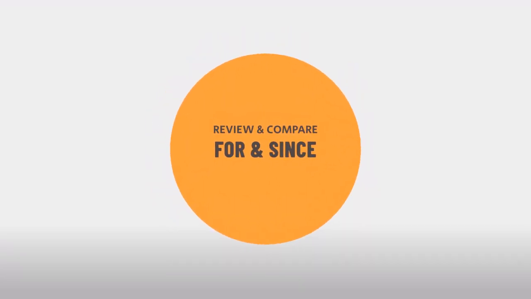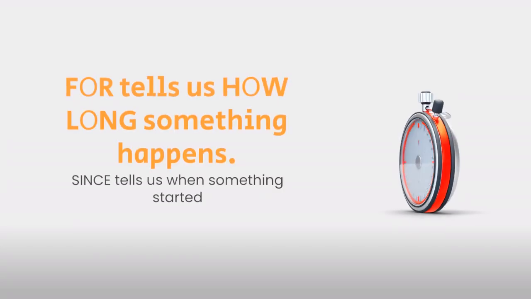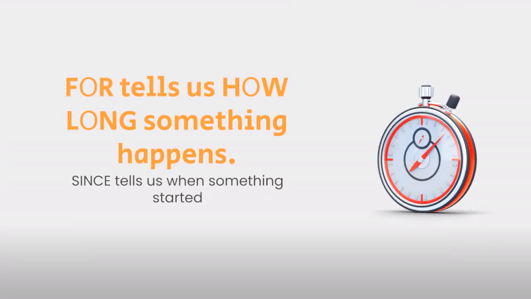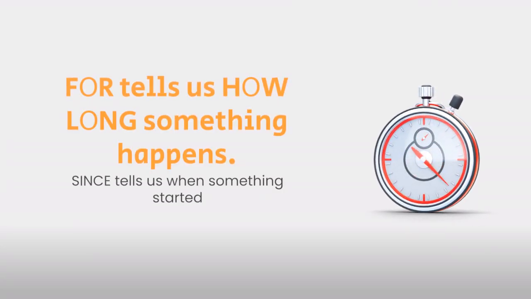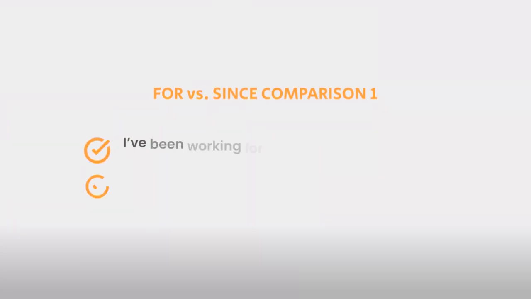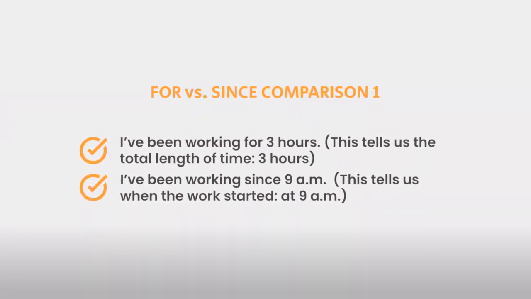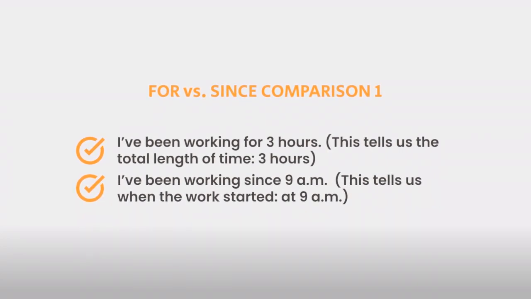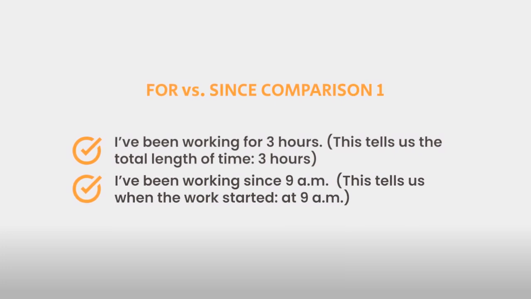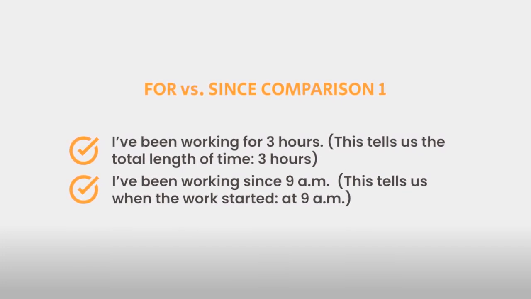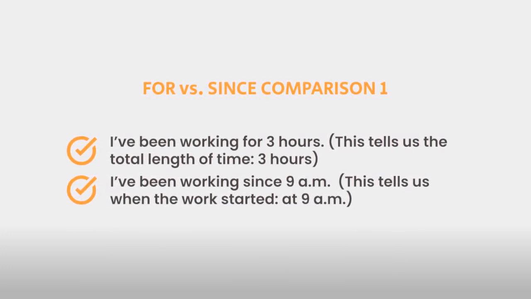Now, let's review and compare the key differences between for and since. For tells us how long something happens, while since tells us when something started. Here's an example comparison. Number 1. I've been working for 3 hours. This tells us the total length of time, which is 3 hours. And number 2, I've been working since 9 a.m. This tells us when the work started, which is at 9 a.m.